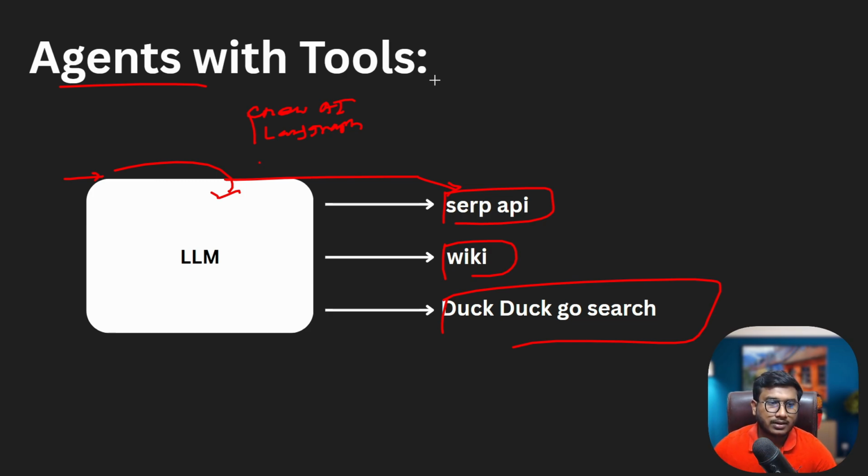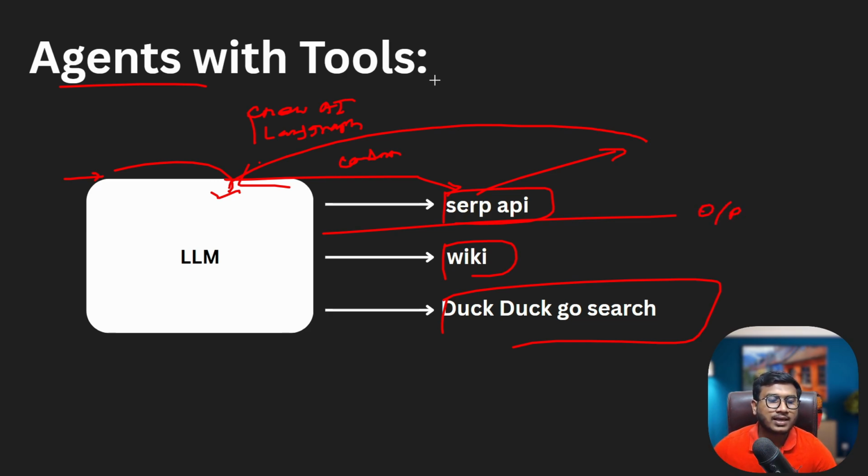It will do the search operation, tell me the latest news of 2025, and SerpAPI will go over Google, search for those results, and pass them to the LLM as context. Then the LLM will refer to that context and give you the response with respect to it. That's how these agents work.